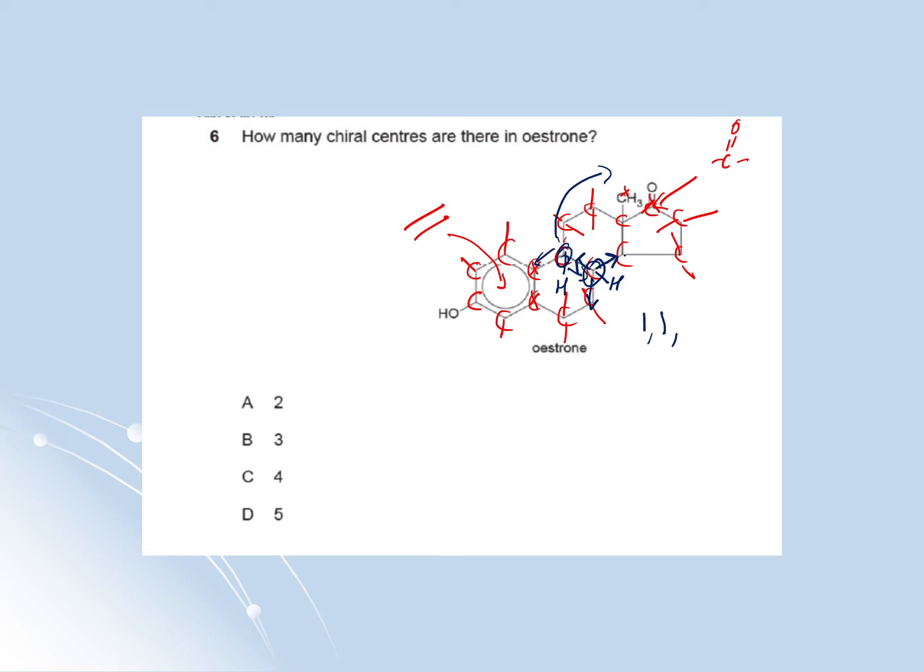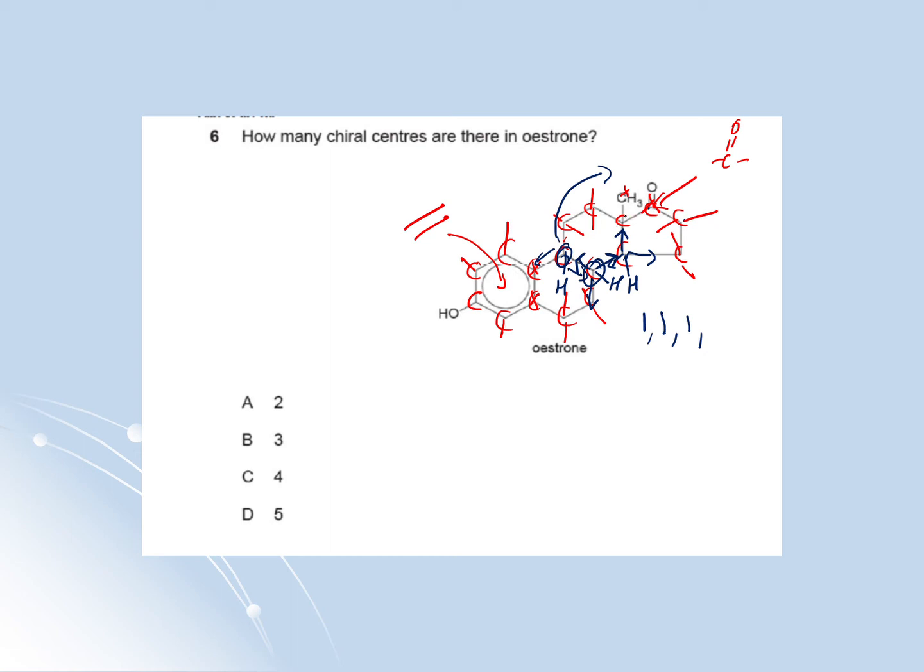Let's go to this one here. It has this group going that way, this group going that way, and this group going that way. None of those are the same as far as I can see. And it has a hydrogen. There's 3. That's ruled out. That's ruled out. That's ruled out.